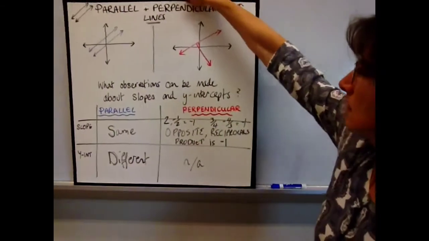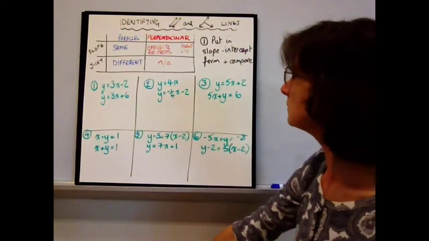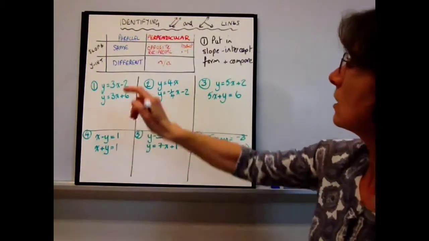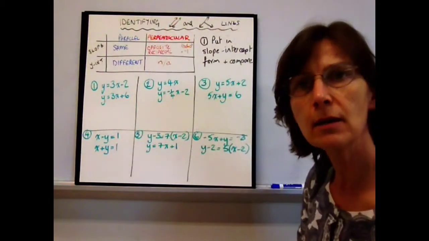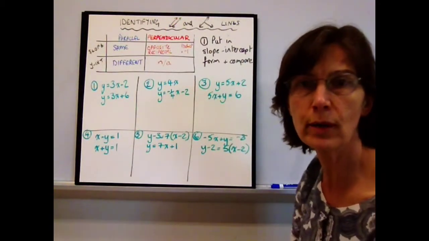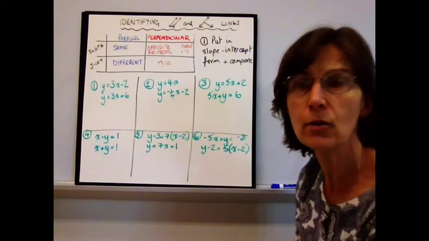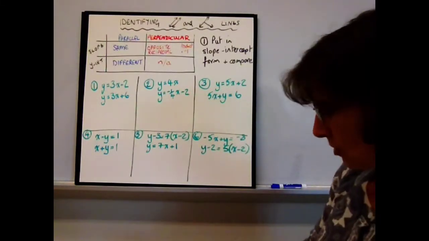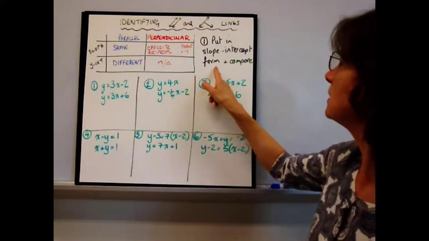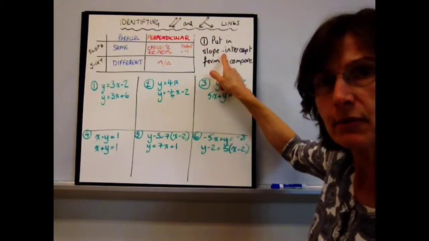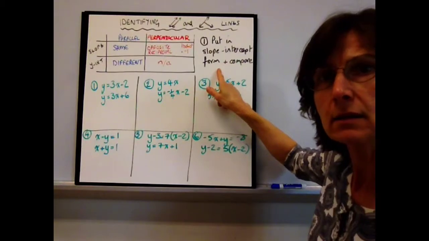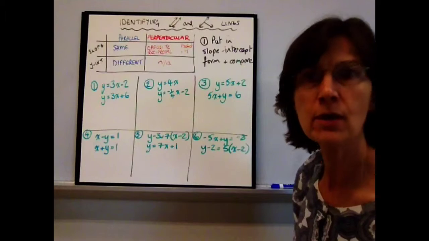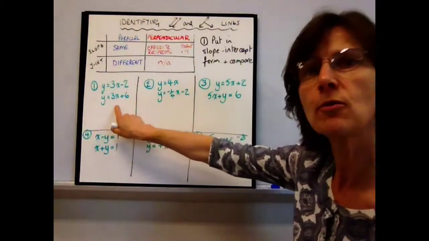Good. We've got a little summary of that chart here. We are going to identify parallel and perpendicular lines. If somebody gives you two equations and says, are they parallel, are they perpendicular, or are they neither, then we need to know what to look for. So my one and only step is put in slope-intercept form and compare. We want to put them in slope-intercept form, I'll tell you in a minute, when we don't have them in slope-intercept form. Here they already are.